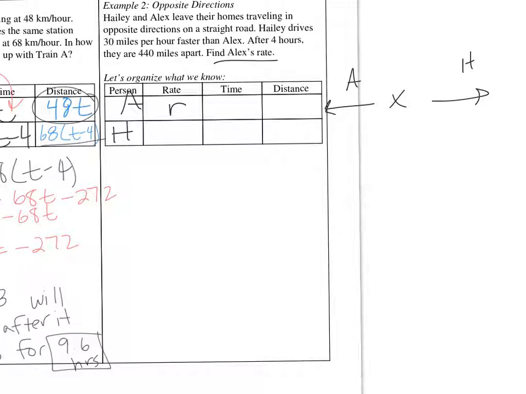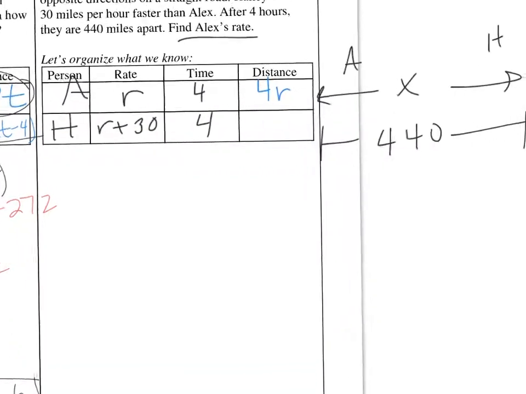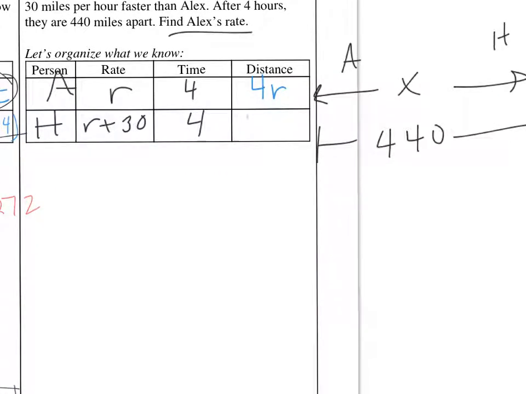So Haley drives 30 miles an hour faster. So we can write an expression for that. So Haley has to be r plus 30. After 4 hours, so we know the time is 4 hours, they are 440 miles apart. So we know that this distance has to be 440. So I'm still going to write an expression for distance, which is 4r, and this one's going to be 4 times r plus 30.